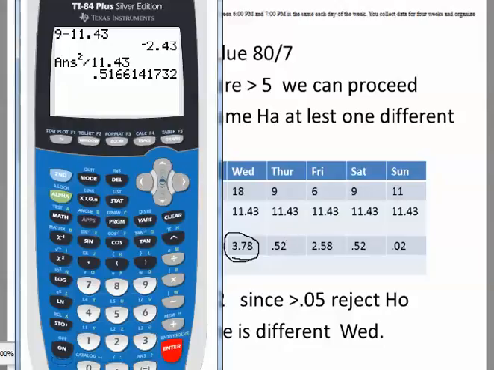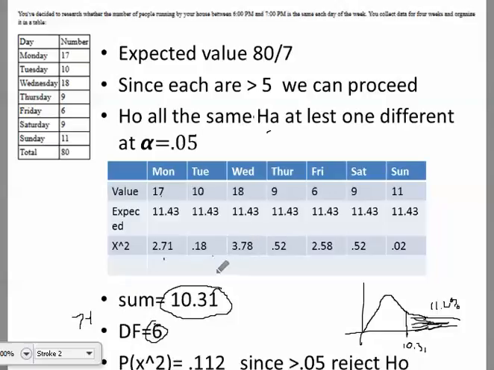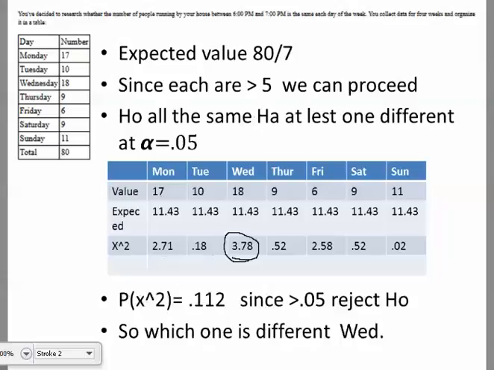I then summed up all those numbers to get this chi-square value of, where'd it go? It's on the previous screen. There it is, 10.31. Cool? I hope you understand how I did that.